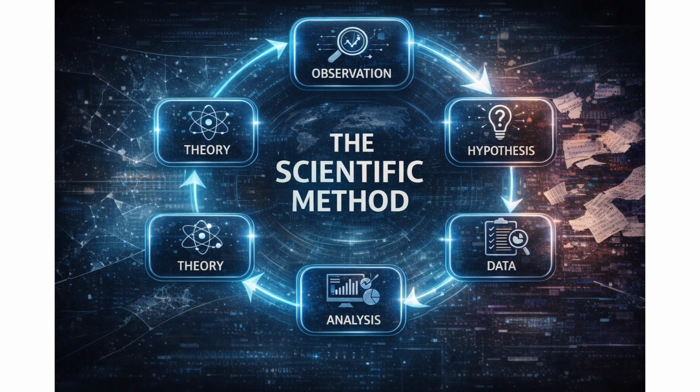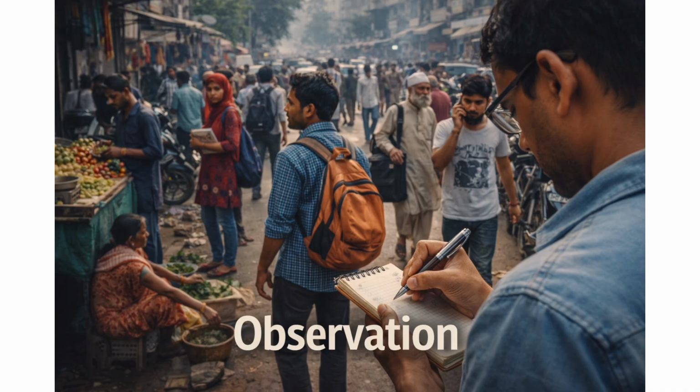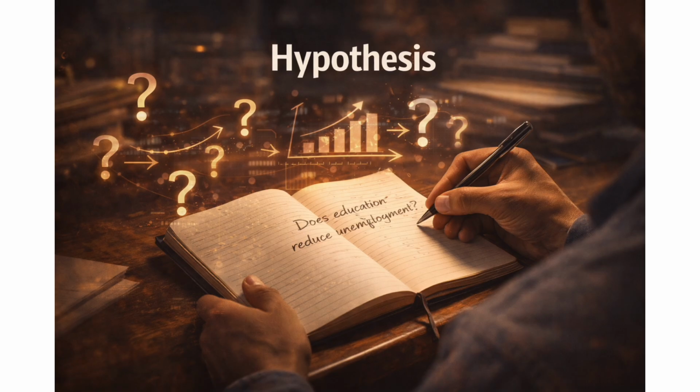The scientific method in social science. The scientific method is a systematic, logical process of inquiry. Steps in scientific method. Step 1. Observation. Identifying a social phenomenon. Example, rising unemployment among youth. Step 2. Formulation of hypothesis. A testable statement. Example, higher education reduces unemployment risk.